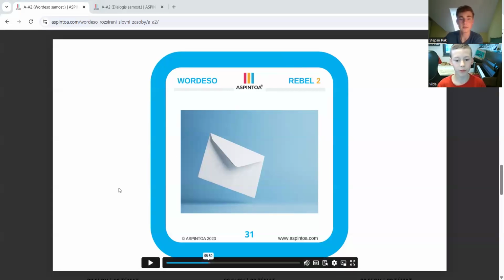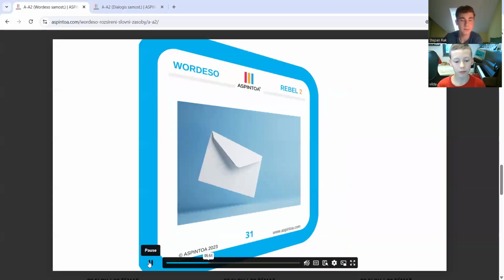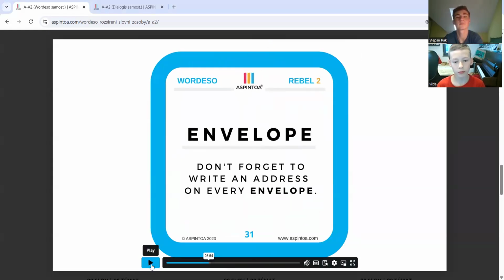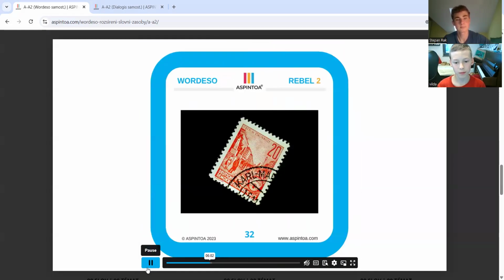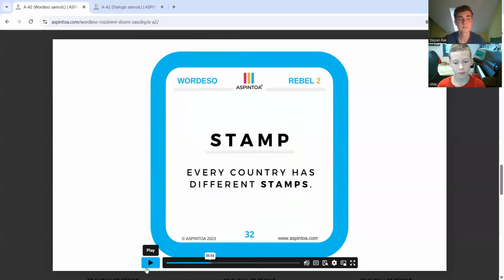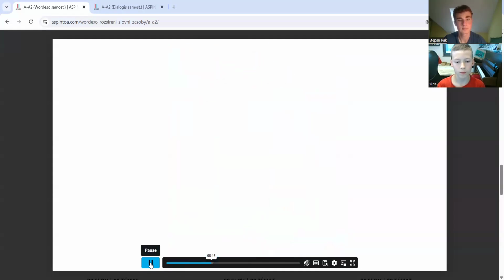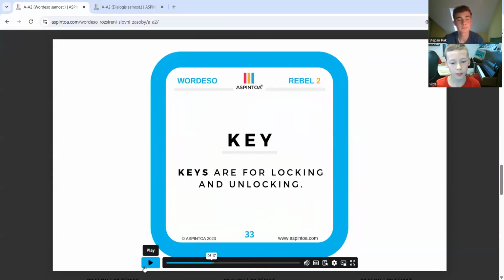Yeah. Okay, great. So let's begin with our first word being envelope. Envelope. Don't forget to write an address on every envelope. Stamp. Every country has different stamps. Key. Keys are for locking and unlocking.